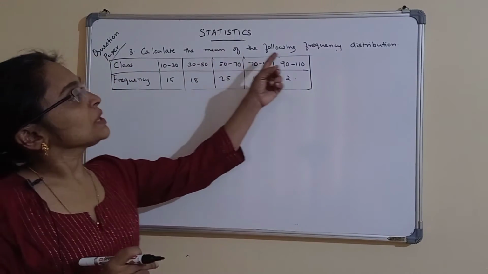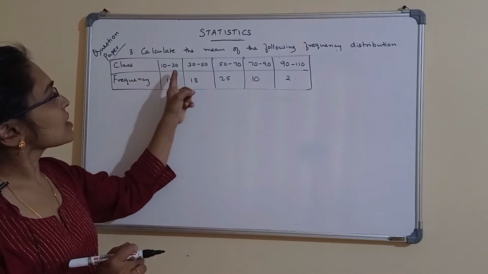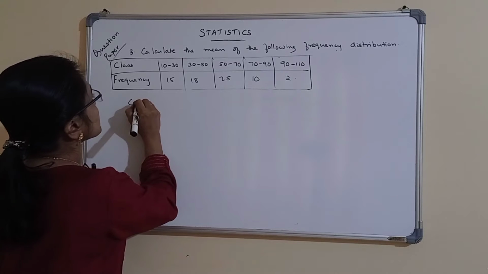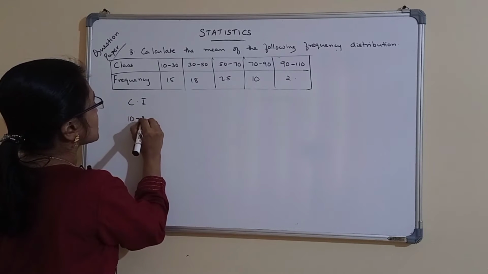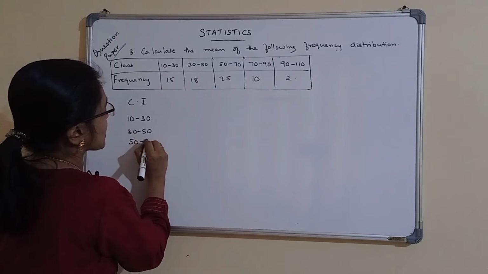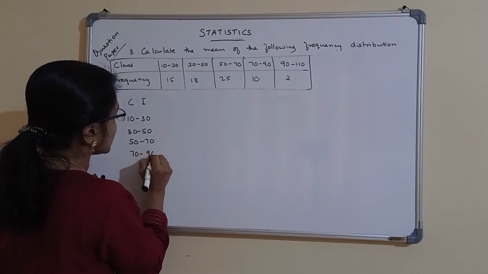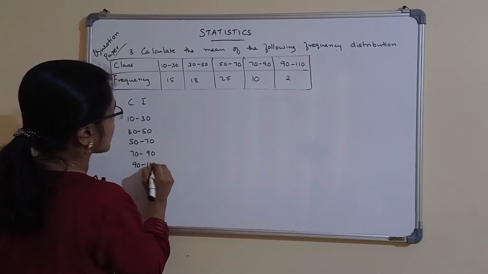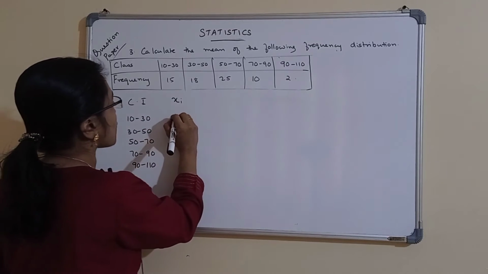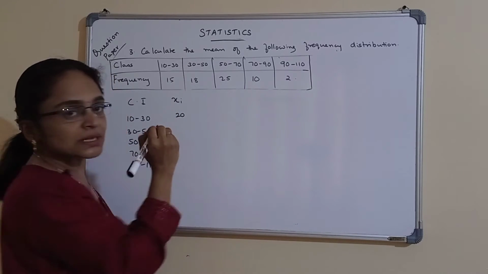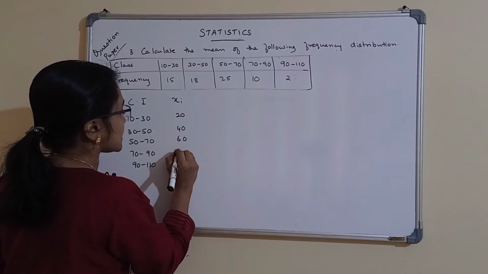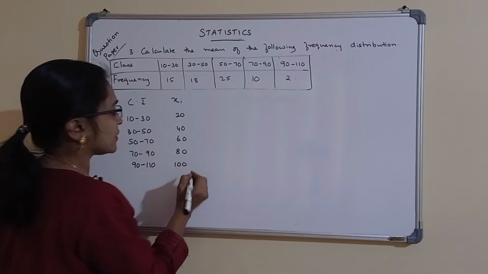Next one, calculate the mean of the following frequency distribution. Class 10 to 30, etc., and this frequency is given. Now, class interval, we can write it as 10 to 30, 30 to 50, 50 to 70, 70 to 90 and 90 to 110. Now, class mark xi is (10 plus 30) by 2, which is 40 by 2, 20. Then (30 plus 50) by 2, 80 by 2, 40. Then 60, 80, 100. Right?